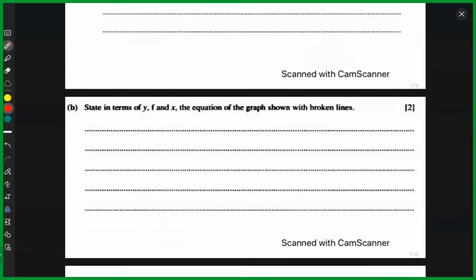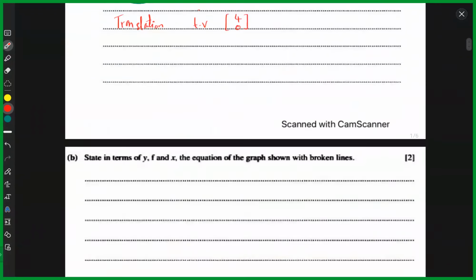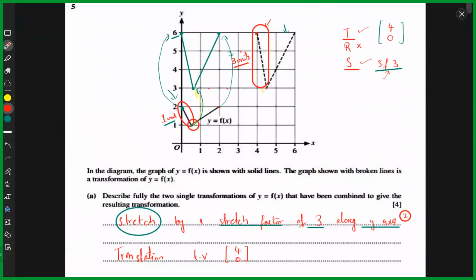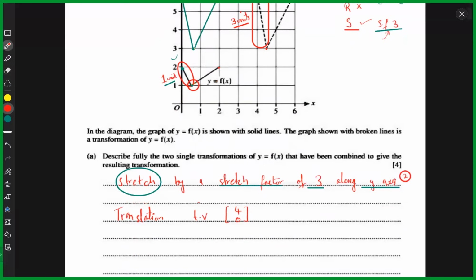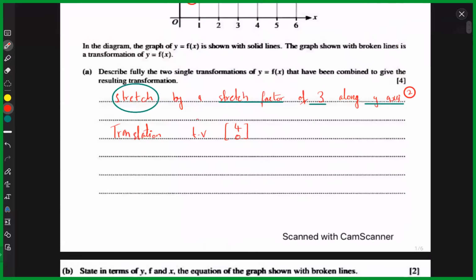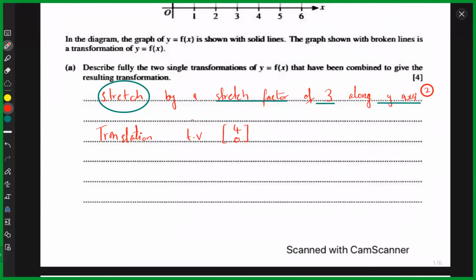State in terms of y, f, and x, the equation of the graph shown with broken lines. Let me just erase the other lines. So the dotted line is basically this one. You need to find the equation of this one in terms of y, f, and x, and for this, you're not supposed to look at the graph again and again. Now we have these two important things, so now is the time that we think about our key points.